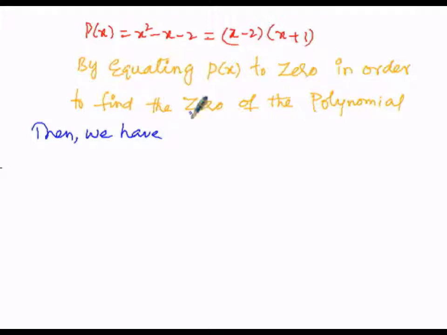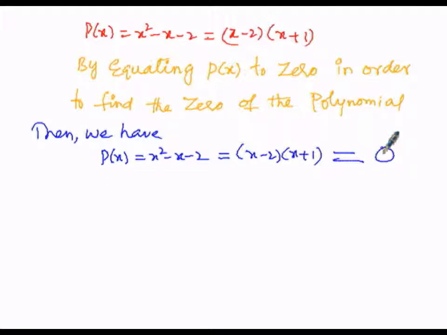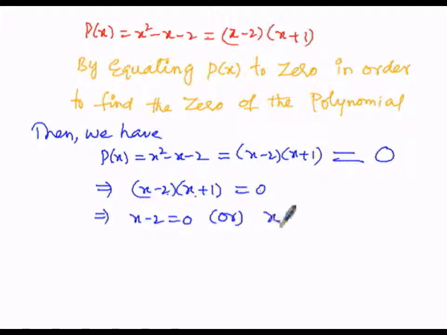So in order to find out the zero of the polynomial, p of x equals x square minus x minus 2. Instead of x square minus x minus 2, it can also be written as x minus 2 into x plus 1. Since we are finding the zero of the polynomial, we have to equate p of x to 0. That implies x minus 2 and x plus 1 must be equated to 0. That is, either x minus 2 must be equated to 0 or x plus 1 must be equated to 0.